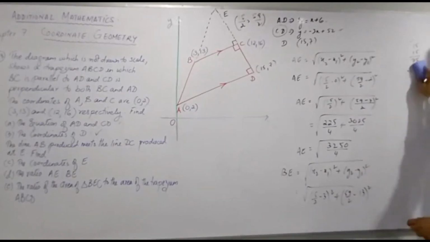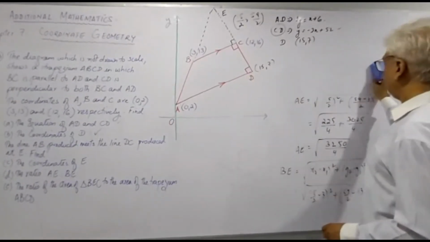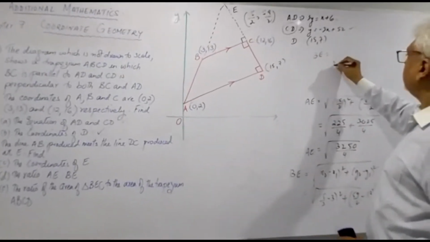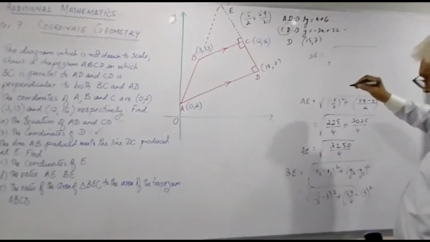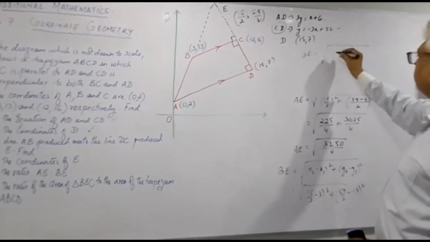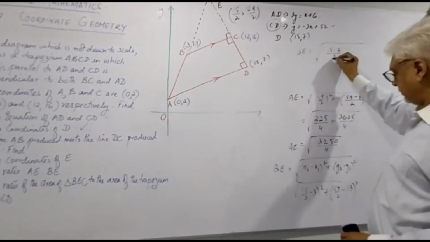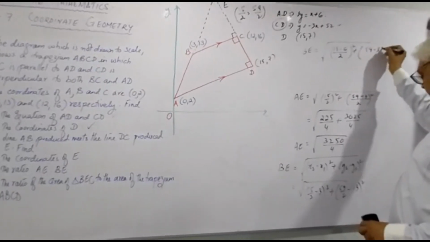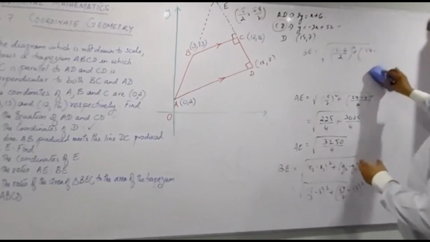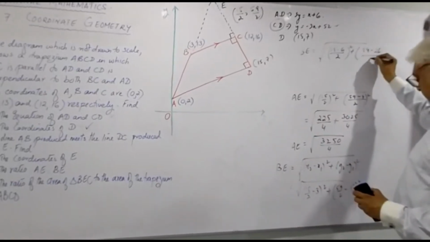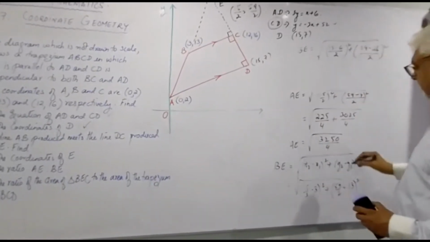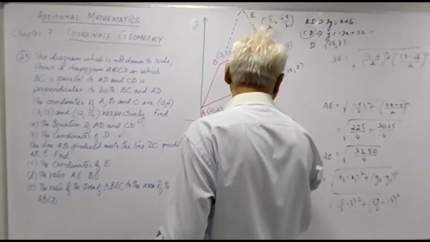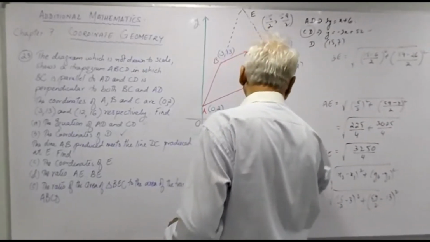So BE is equal to the square root of (15 minus 6 upon 2) the whole square plus (59 minus 39, 26 upon 2) the whole square. Let me just write down the value of AE which we calculated before I erase it: square root of 3250 upon 4.